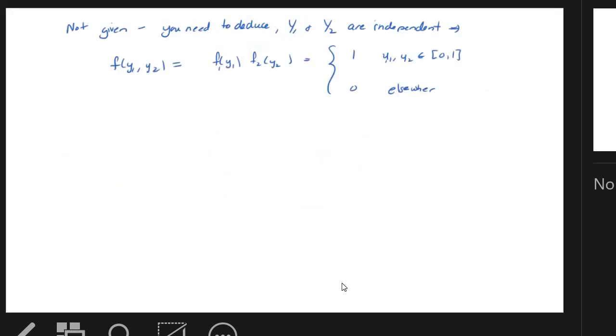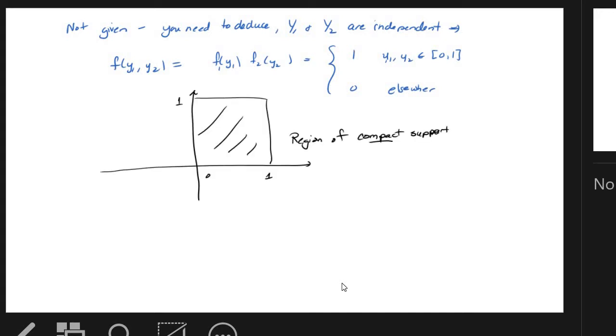Again, this was not given either, but these are independent variables because they were randomly selected. So your joint PDF is given by 1 where y1, y2 belong to a box with side length from 0 to 1, and 0 elsewhere. So that's the region of support.